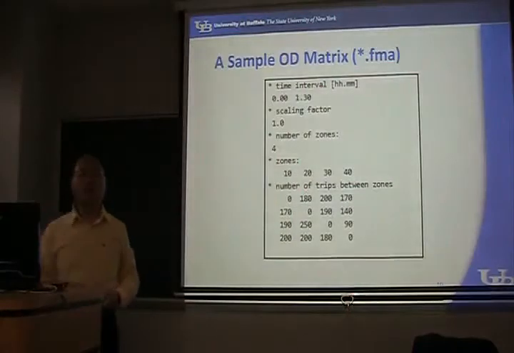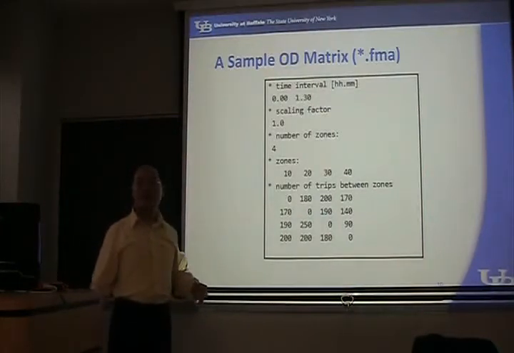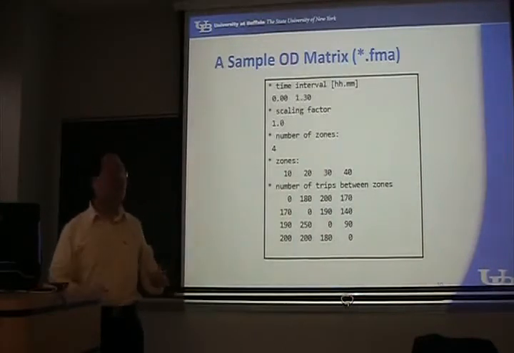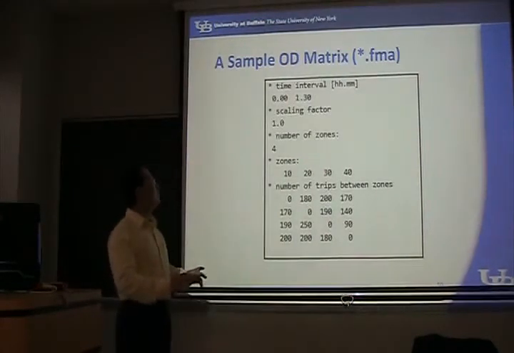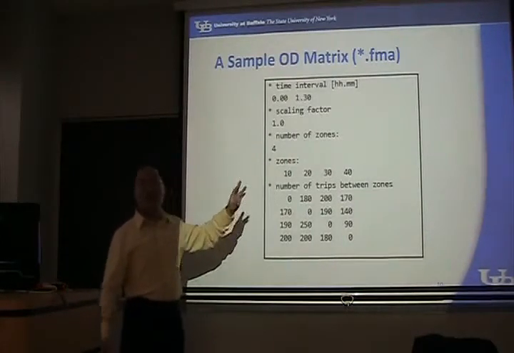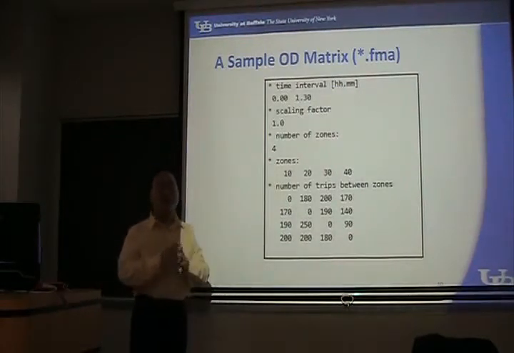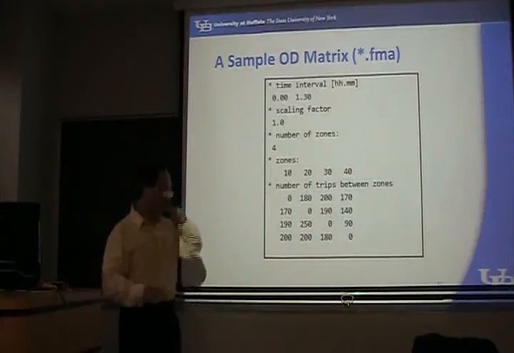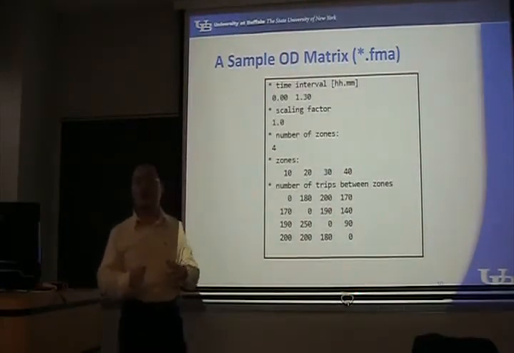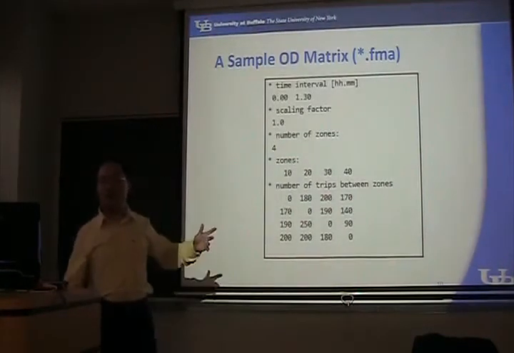The next important thing is the input of trips. It's called the OD matrix, as I mentioned several times. In vSim, the OD matrices are stored in ASCII text files with the extension FMA. But in vSim, you are not allowed to create them using any tool. You have to use external tools like a text editor to create your own OD matrix. The format is actually very, very simple.